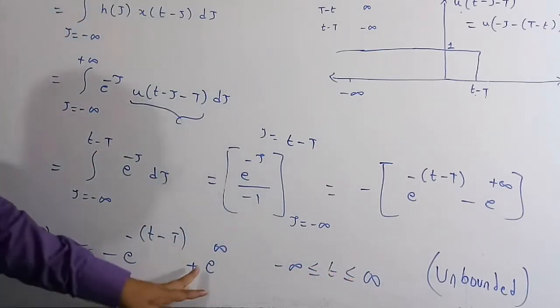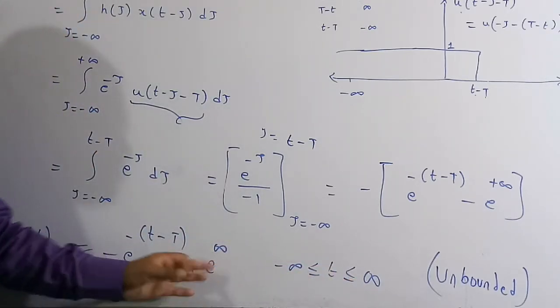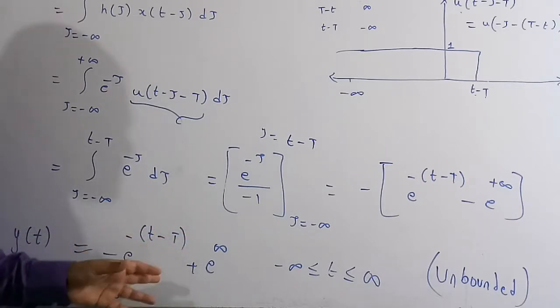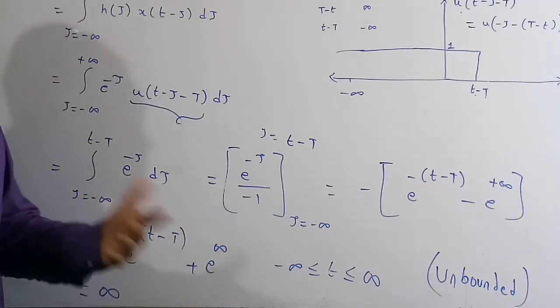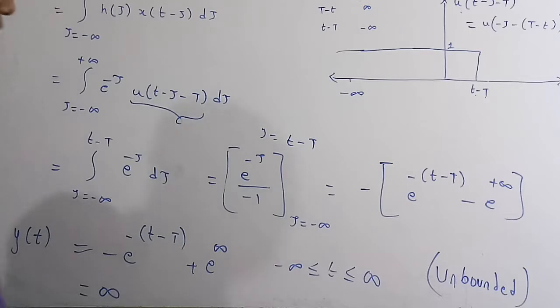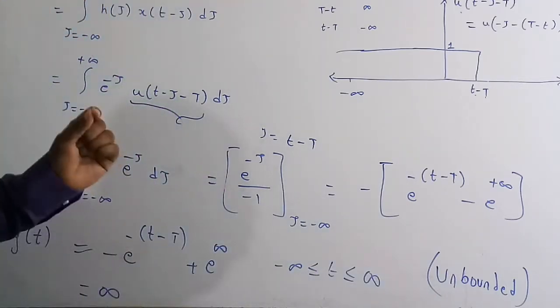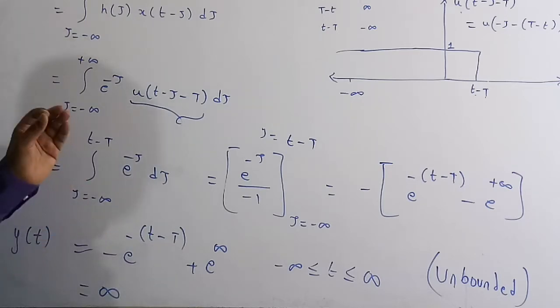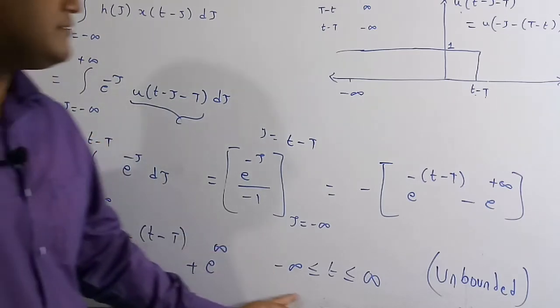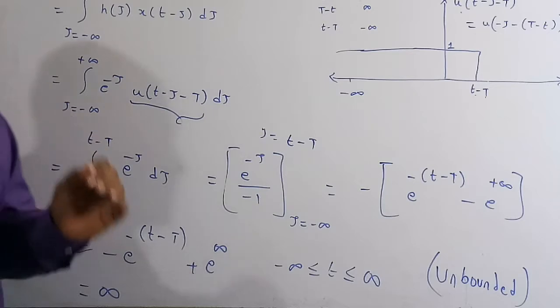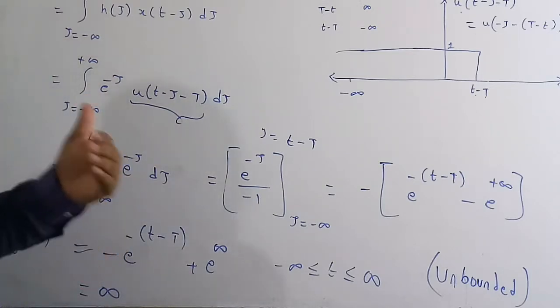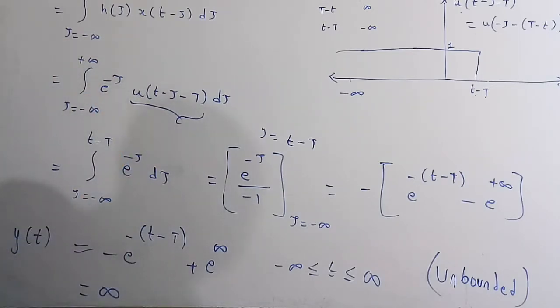And if you see carefully here, there is a plus e to the power of infinity. No matter whatever you are subtracting or adding to e to the power of infinity, the answer will always be infinity, means the response will always be unbounded, means there is no particular finite value. For any value of time lying between minus infinity to plus infinity, the y of t is going to have always an infinite value, means it is an unbounded response.